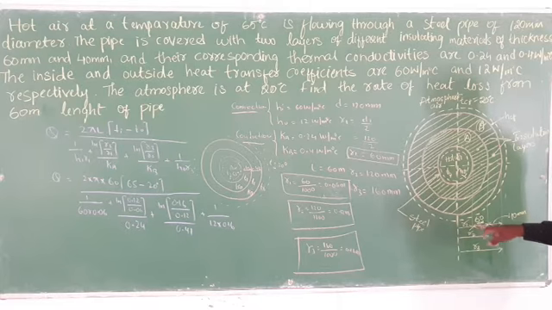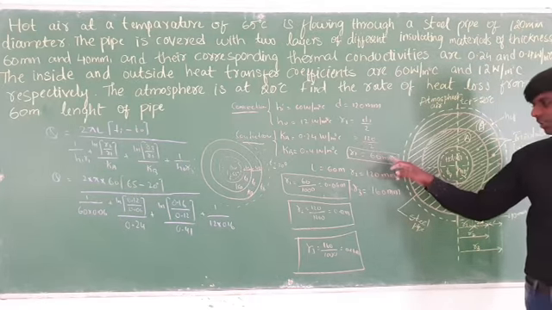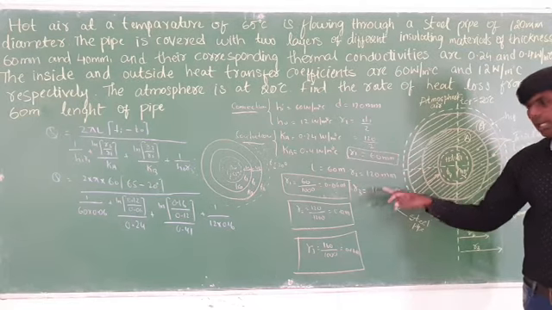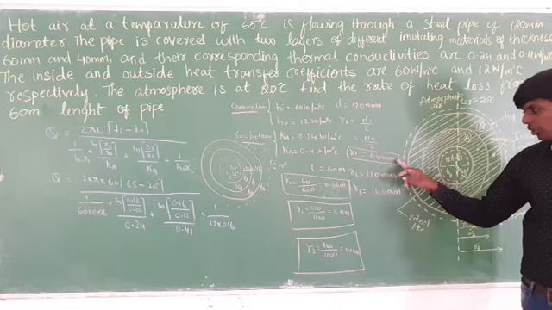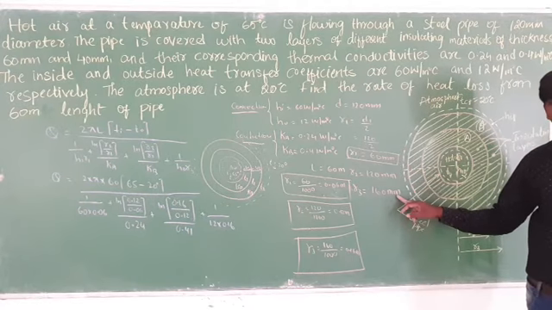60 plus 60 is 120. Then after 120, 40 will be there, so it is 160. So R1 is 60, R2 is 120 and R3 is 160 mm. All of these are in mm.